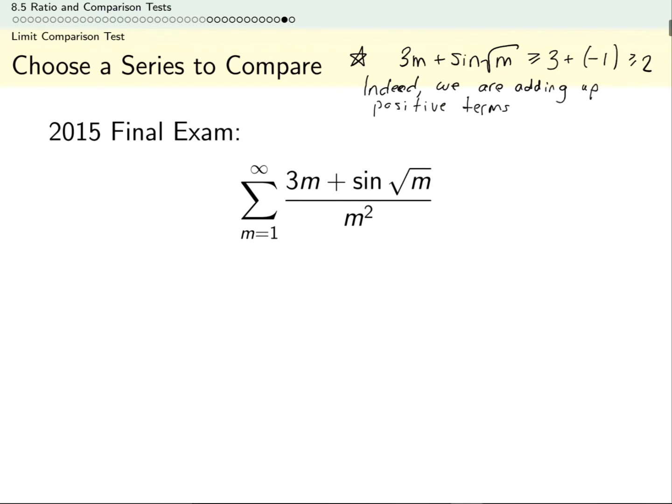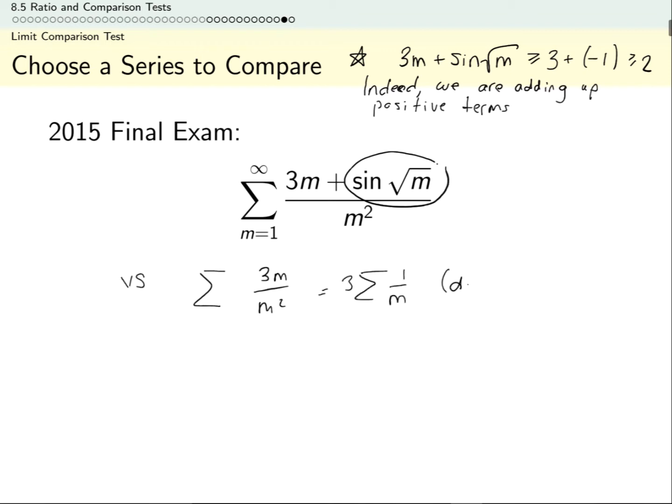The divergence test doesn't tell us anything helpful. The integral test would be quite difficult. The ratio test also would be inconclusive. So the only tests we have left in our toolbox are our two comparison tests. Let's think about a series to compare this to. If I'm just going to ignore this term, 3m is going to infinity, sine root m is going between 1 and -1. This series would look like 3m over m squared, which is 3 times the harmonic series, which diverges.